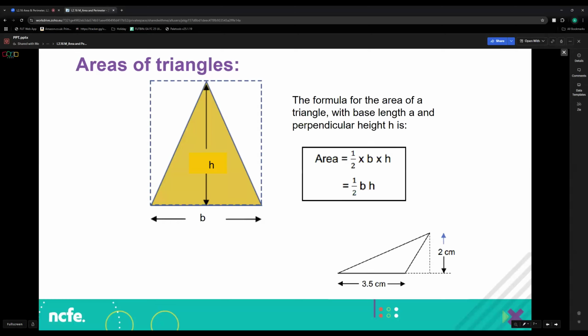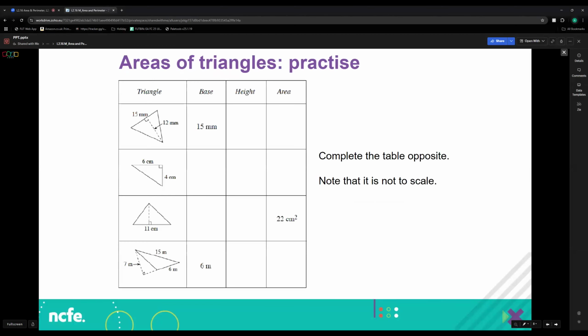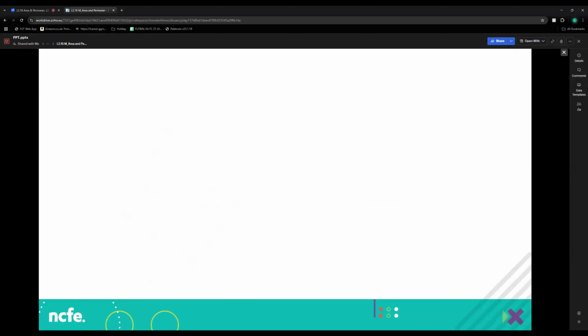But that's fine. So, yeah, half base times height. That makes sense. Now, even for different types of triangles, where they look different, or you think maybe it's not the same, it's always the same. Always the same. It's half base times height.